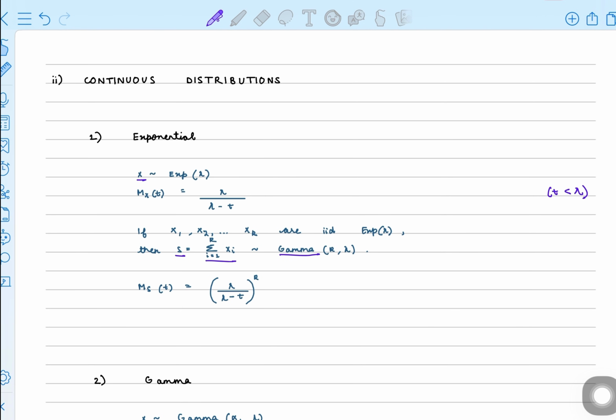This is because an exponential random variable measures the waiting time until one event occurs. So if we add together all the waiting times for k independent events, we obtain the waiting time until the kth event. That waiting time follows the gamma distribution. This is why the sum of independent exponential random variables becomes gamma. This gives us the MGF of the random variable S as the MGF for the gamma distribution.